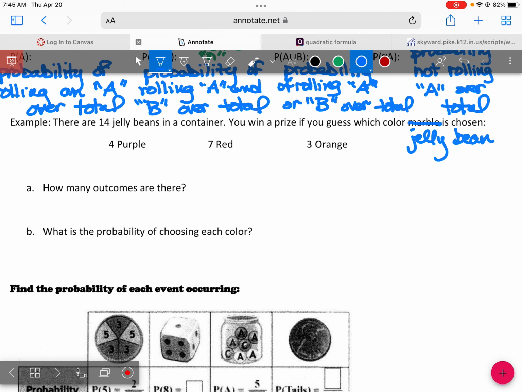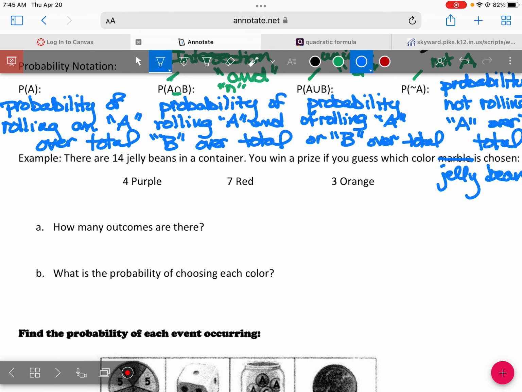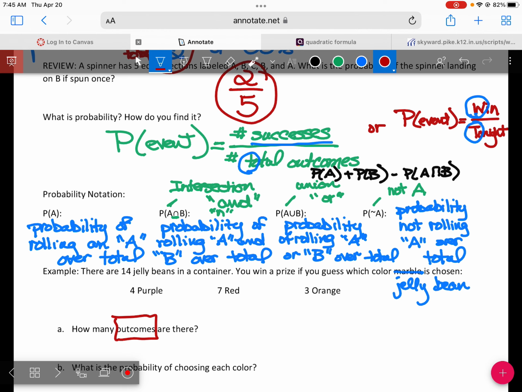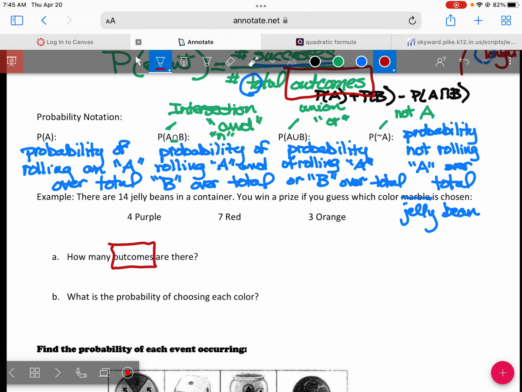Not that good. All right, so first of all, it says how many outcomes are there? Outcomes is our key word. So I go back up here to my definition of probability. Oh, here it says outcomes here. The total number of outcomes. So as I look at this, what is my total number? 14. Yeah, it's 14. So when you're talking about your outcomes, you're talking about your total number, and they told us there are 14.